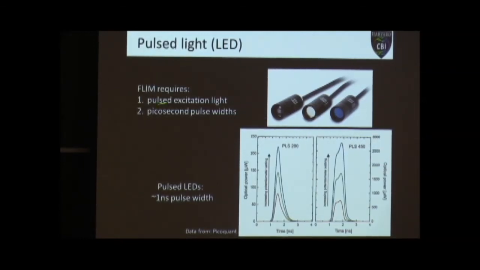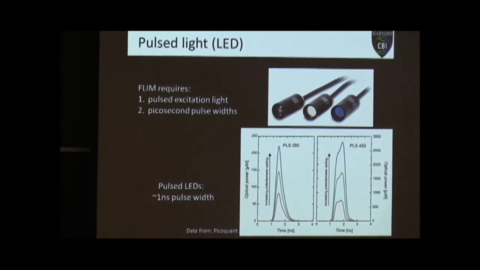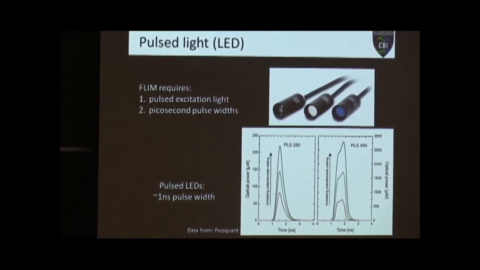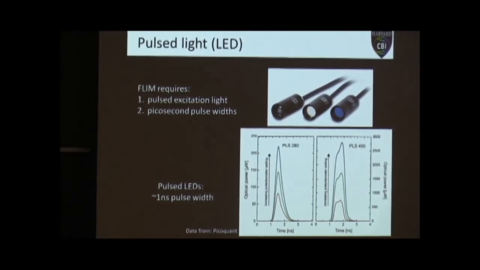To do fluorescence lifetime, what you require is pulse excitation light. And you also require those pulses to be in the picosecond to nanosecond range. These are some pulsed LEDs that come from a company called PicoQuant, which is who we bought our FLIM equipment from. And these are the best ones that they sell. You can see that the pulse widths are in the range of about 1 nanosecond. This can be used for FLIM, but it's not ideal. So in general, we don't use pulsed LEDs for this. They just aren't quite fast enough right now.